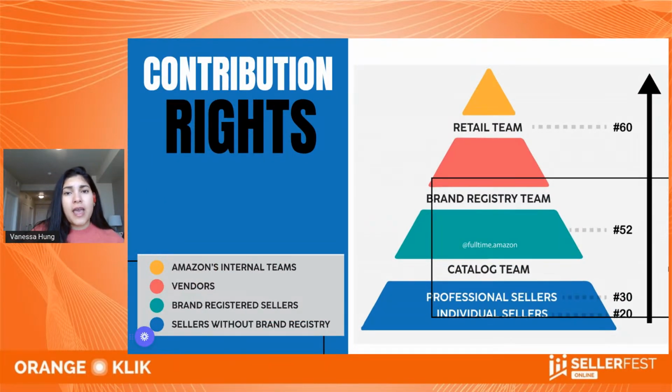So, for example, the FC team, the fulfillment center team, has the ability to override dimensions and weight and shipping criteria, and they have the higher contribution. So what that means is when we don't control the higher contribution, we always need to refer to the support. We always need to open the case and get to the catalog team or to the brand registry team or to retail team if that listing at one point had vendor.